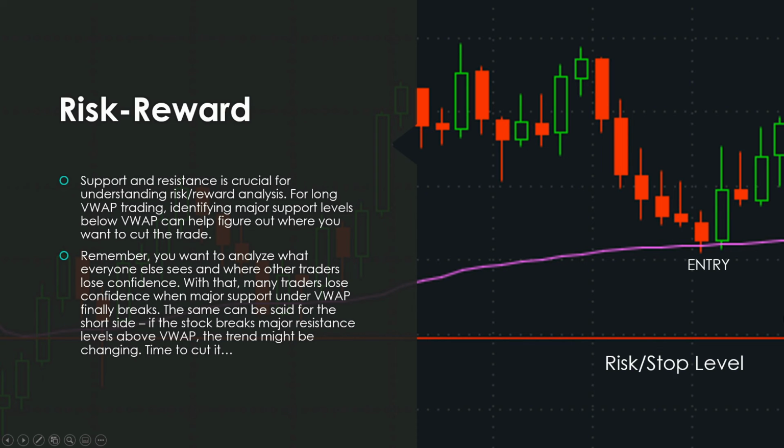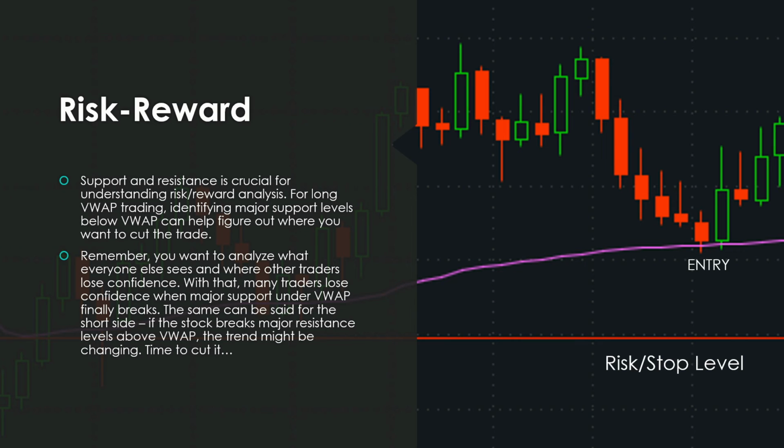Now, risk reward is a touchy topic with VWAP. A lot of traders are just going to use the VWAP as a risk reward level, and I do that occasionally as well, but support and resistance is crucial for understanding risk reward analysis using the VWAP. For long VWAP trading, identifying major support levels below the VWAP can help you figure out where you want to cut the trade.